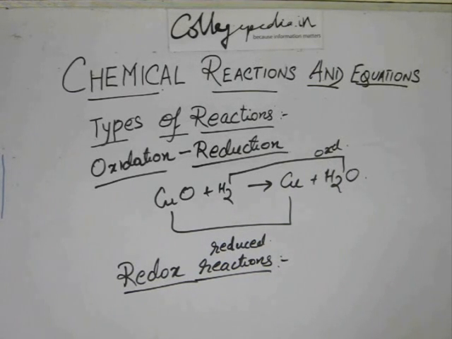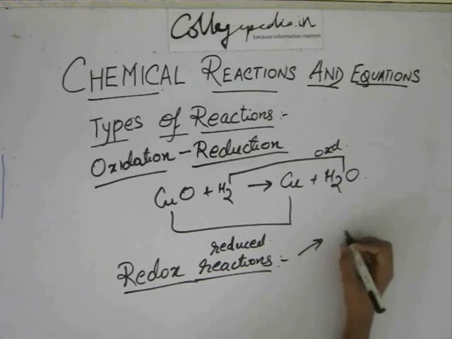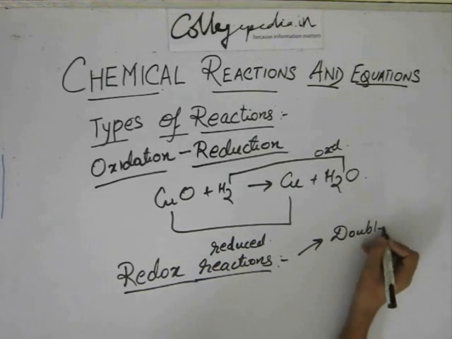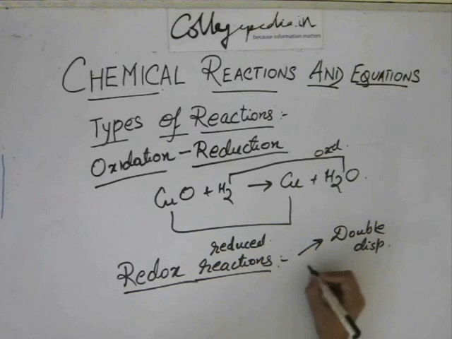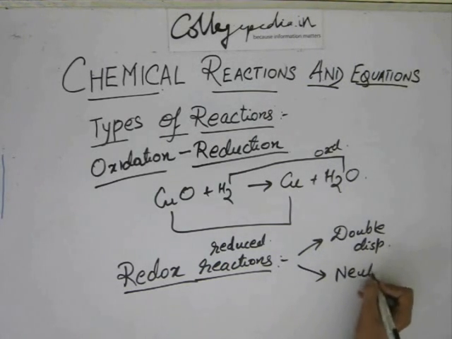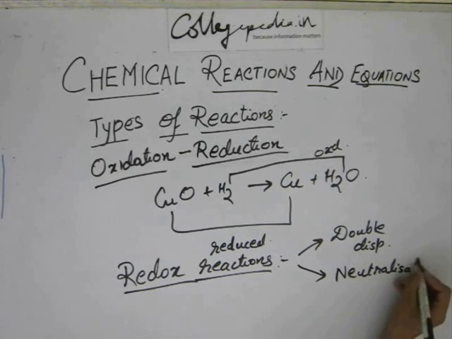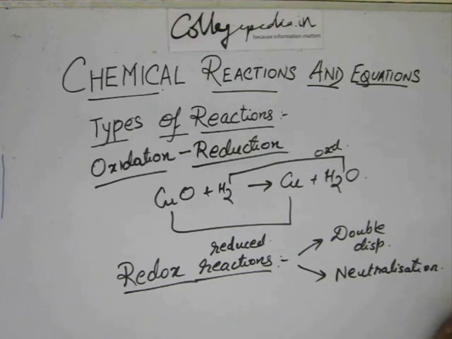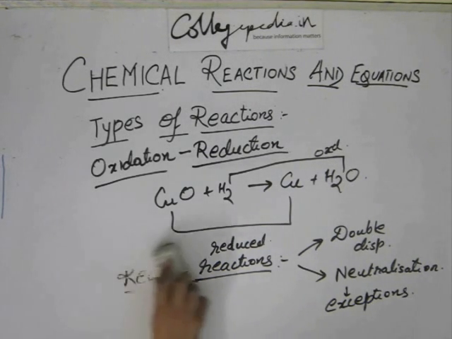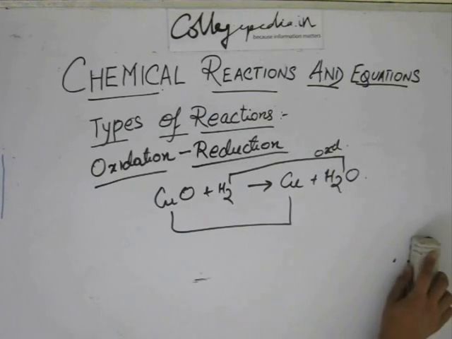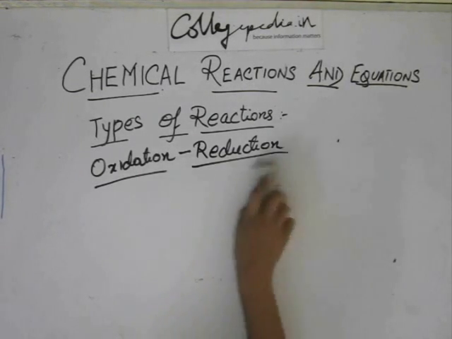Basically every reaction is a redox reaction except for double displacement and neutralization. Neutralization reactions means the reaction of an acid and base to give salt and water. So these are the two exceptions. Otherwise, every reaction is a redox reaction. So if they ask you questions to identify which compound is getting reduced, which compound is getting oxidized, just take a random reaction.